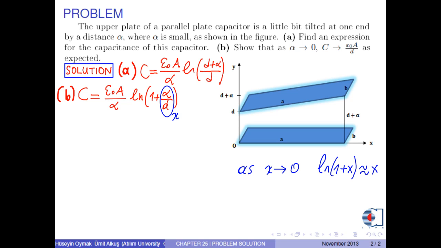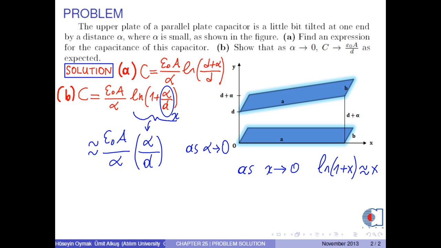Therefore, the capacitance becomes epsilon 0 times A over alpha times alpha over D, where the alphas cancel each other. Therefore, we can say that as alpha goes to 0, capacitance goes to epsilon 0 times A over D as expected.